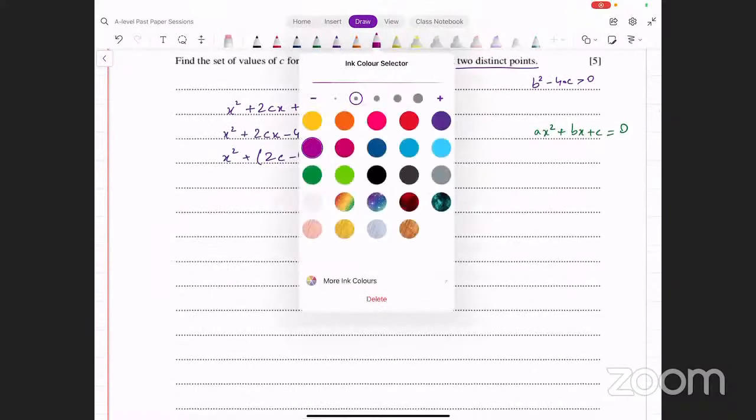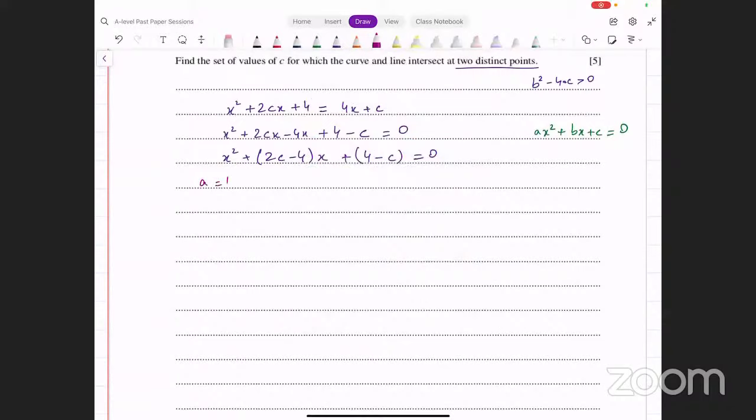Now we've got the value of a from here. A is 1, b is 2c minus 4, and c is 4 minus c. Now you've got to be a bit careful here. ये c रखा हुआ है, this c is not the same as the c. These are two different c's, right?